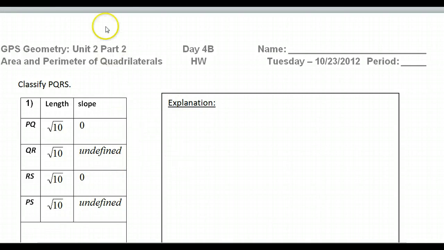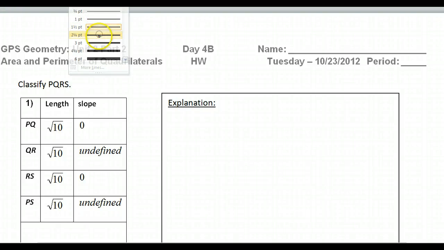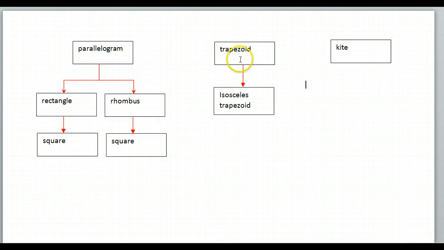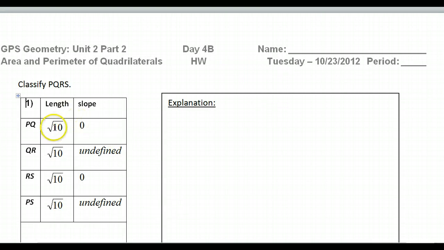Okay, looking at problem number 1, we're going to ask ourselves, because we're trying to classify this: is it going to be a parallelogram? Is it going to be a trapezoid? Or is it going to be a kite? Well, looking at these options, we know it's a parallelogram right away.